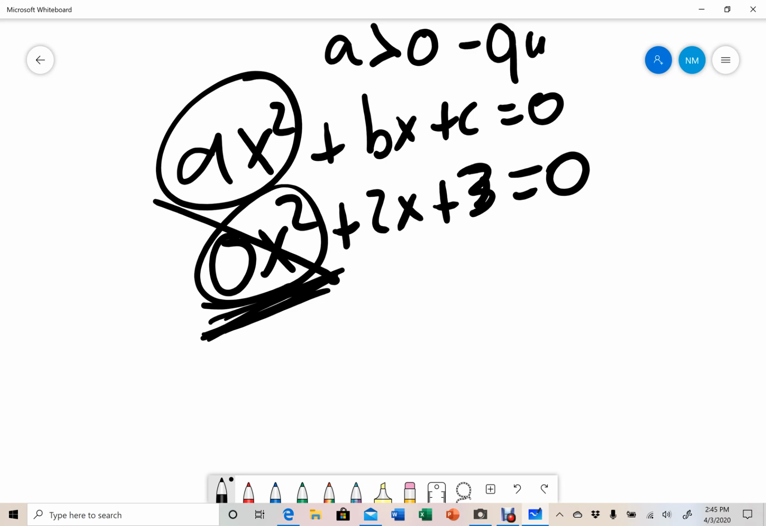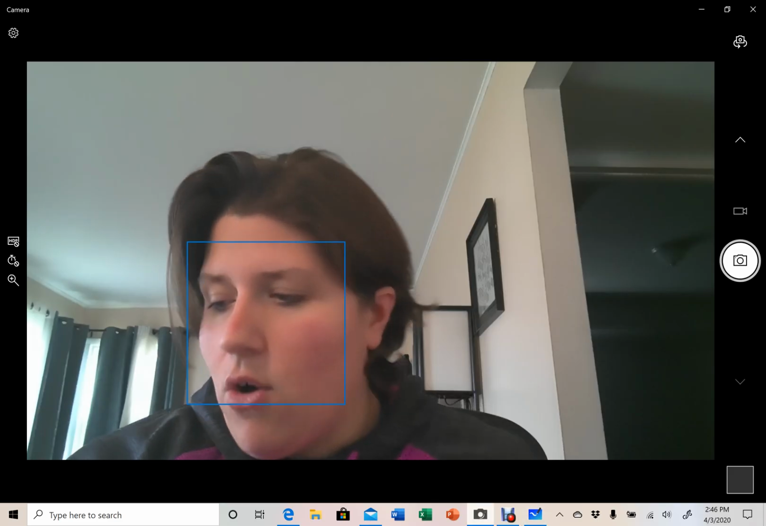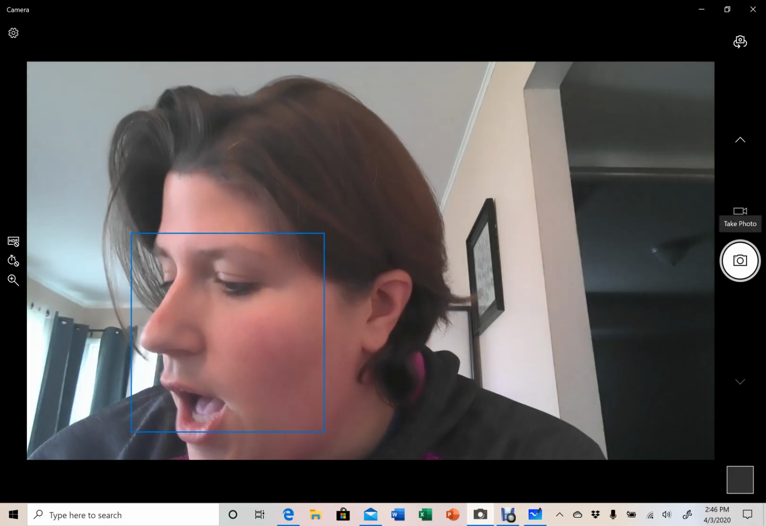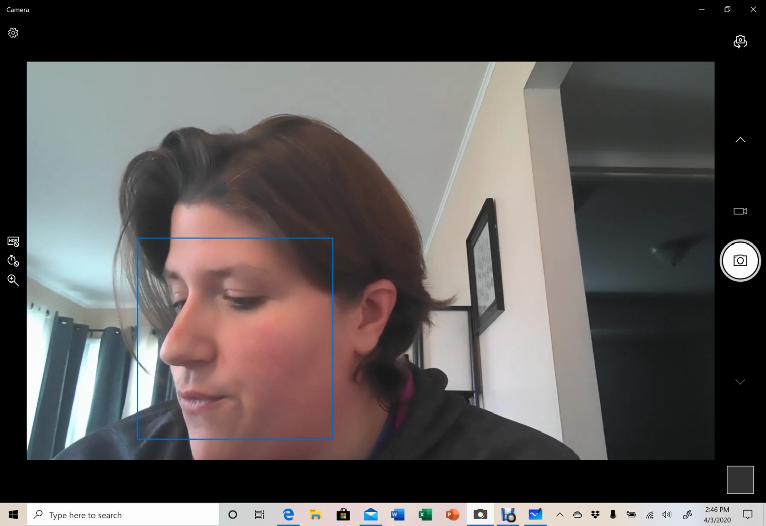This is for quadratic equations. So keep that in mind as we're going through here, okay? So we're talking about quadratic equations. The a must be greater than 0 in order for it to be a quadratic.